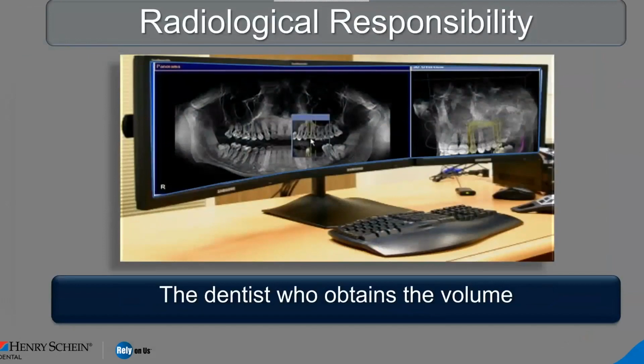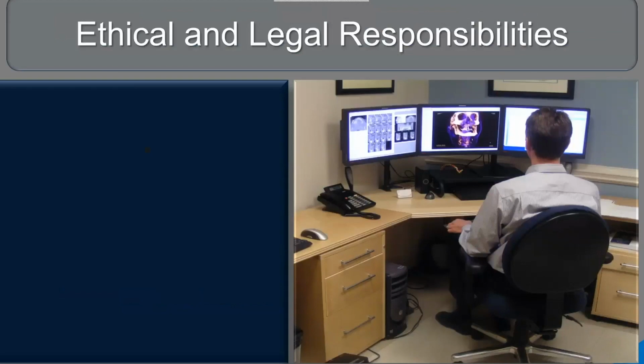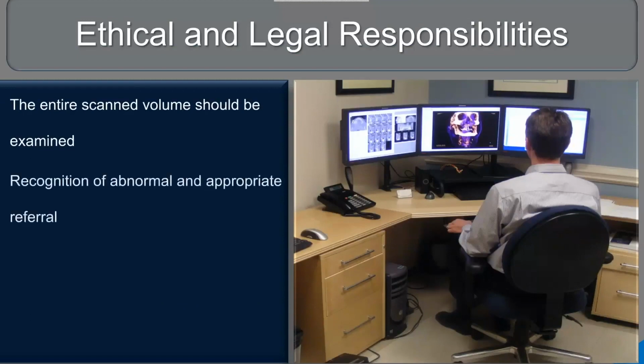So much better in 3D. So what are our overall responsibilities? Well, the entire scan volume should be examined. We need to be able to recognize abnormal and refer appropriately.